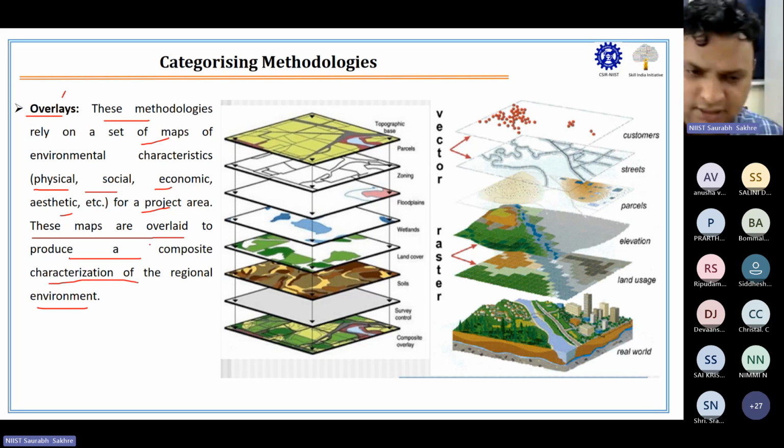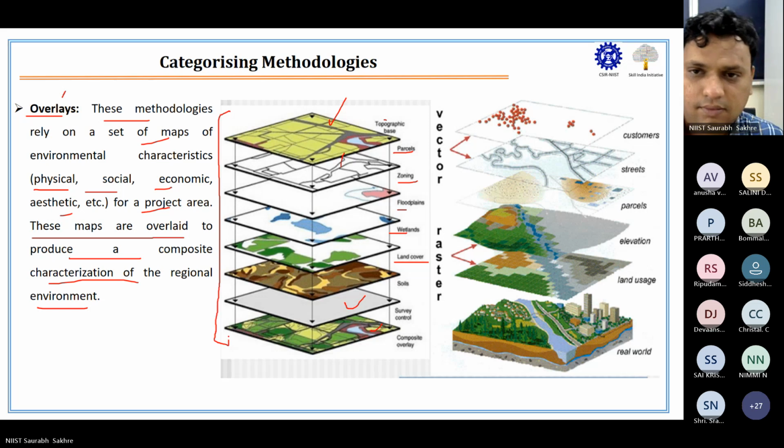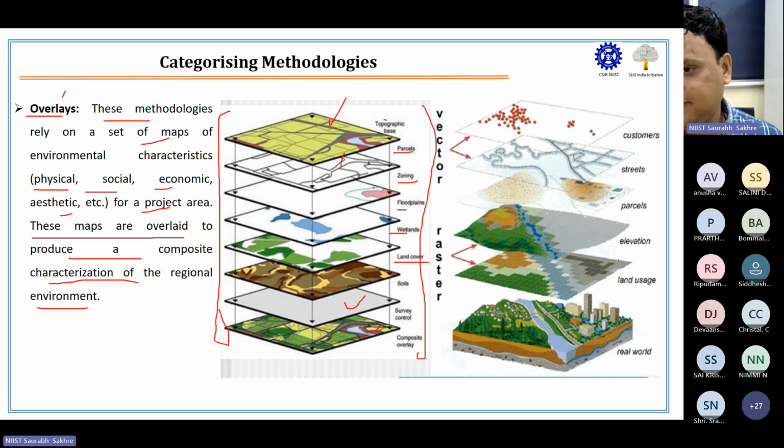Okay, now we'll see one by one. This is the topographic base, the first layer. Then there will be parcels of residence. Then there will be zones. Then there will be floodplains from which water will flow. Then there will be wetlands. Then there will be some kind of land use land cover. Then there will be soil. And then there will be a survey. So I have made a composite map out of it. And then I will put my industrial activity at one point. Let's say I'm putting it here. So I will come to know what all things will get impacted. In overlaying, I'll overlay my proposed activity and see how this activity will impact the environment.